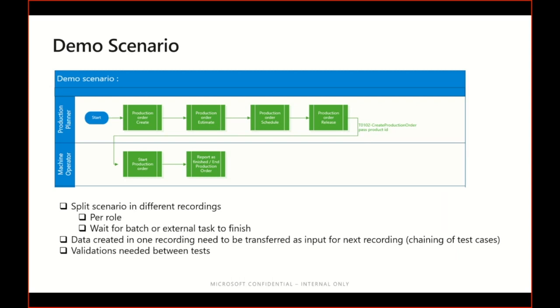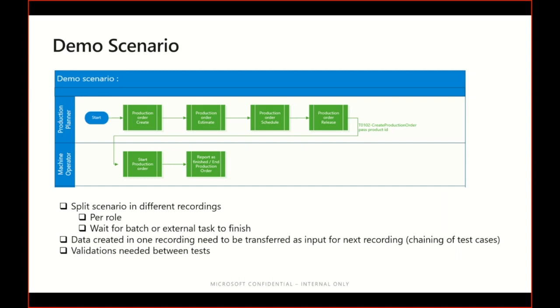And to make sure that I will afterwards be able to run my different recordings with the correct security role, I'm going to split the records per role. So I will have a task recording for the production planner that I can play back, and I'm going to make a task recording for the machine operator that I can play back. So typically, as best practice, I would split my recordings each time we're crossing a different role.